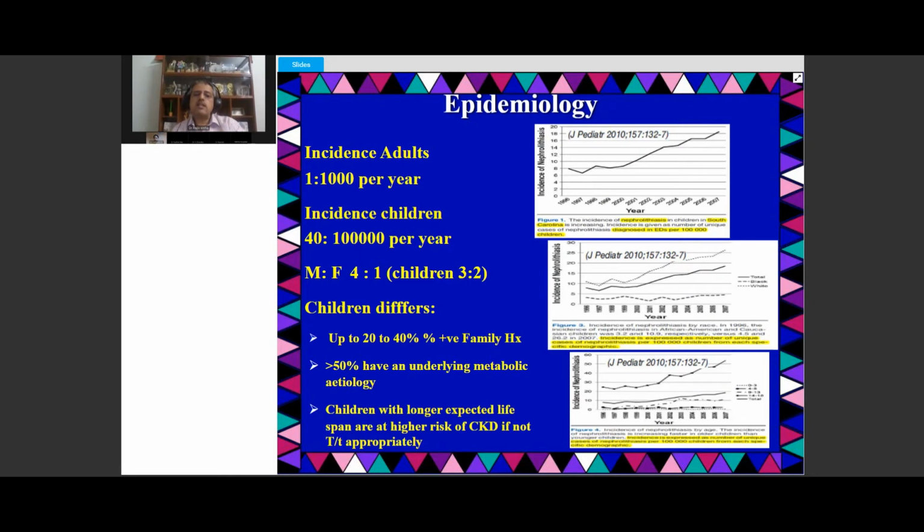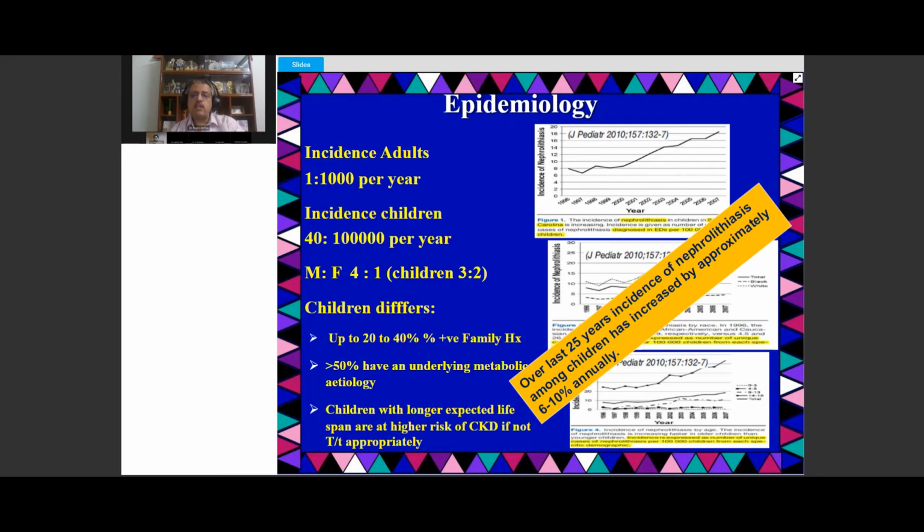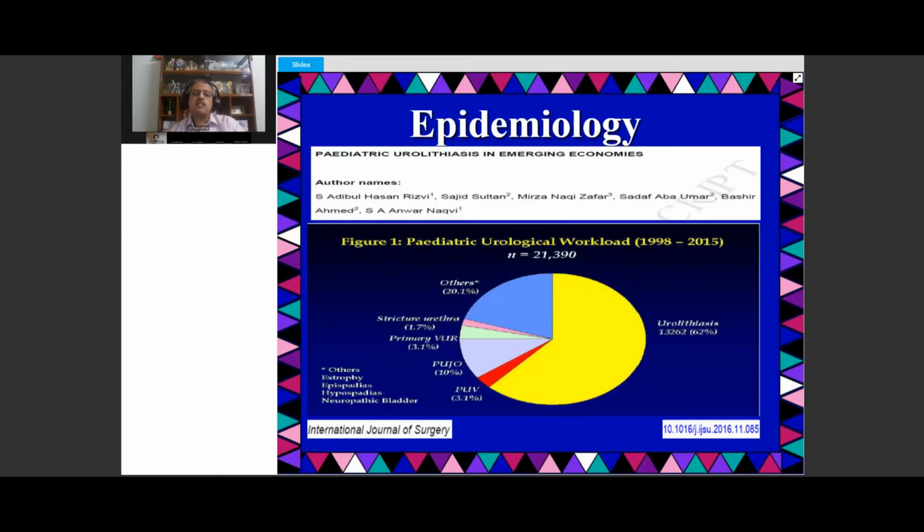In the last decade or couple of decades, it has been seen that the incidence of nephrolithiasis in children is rising. This particular study is from North Carolina, and it shows that even when adjusted for hospital admission rate, there was a steady rise in the incidence of pediatric nephrolithiasis, more commonly seen among the white population there, and more commonly among adolescents. It is felt that there is an increase of 6 to 10% annually in the incidence of pediatric nephrolithiasis. This is a study closer to home from Sindh Institute of Urology, and what is quite amazing is that more than 50% of the workload in pediatric urology is related to nephrolithiasis or urolithiasis.